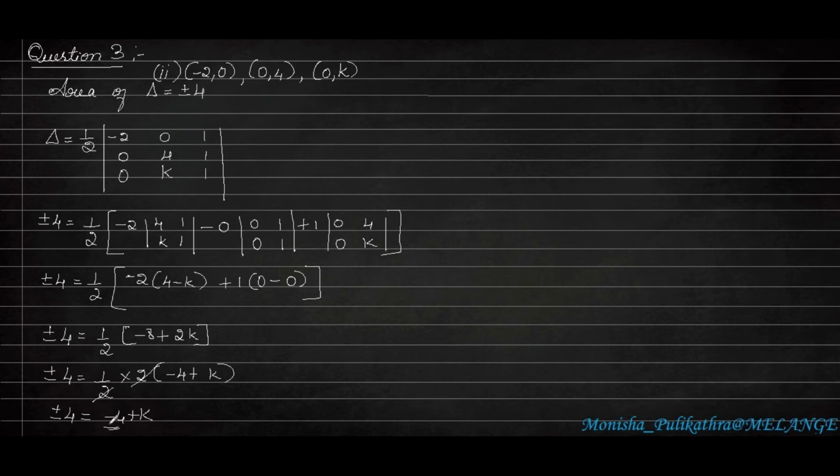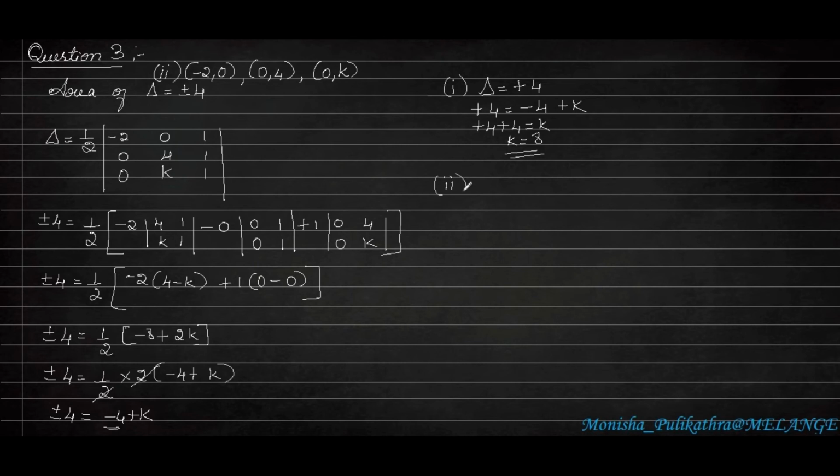Here we can take 2 cases. In the first case we have to take plus 4, that is area of triangle as plus 4. So plus 4 is equal to minus 4 plus k. When minus 4 is interchanged to the left hand side, it will become plus 4 is equal to k. So k is equal to 4 plus 4, which is 8.